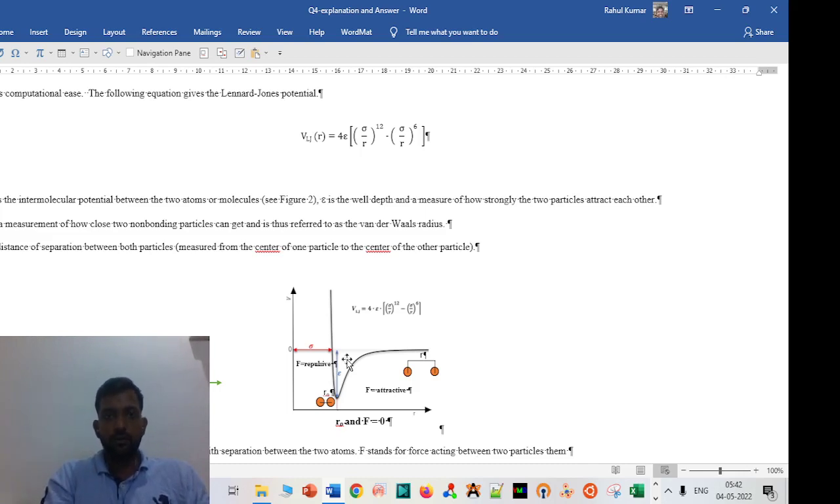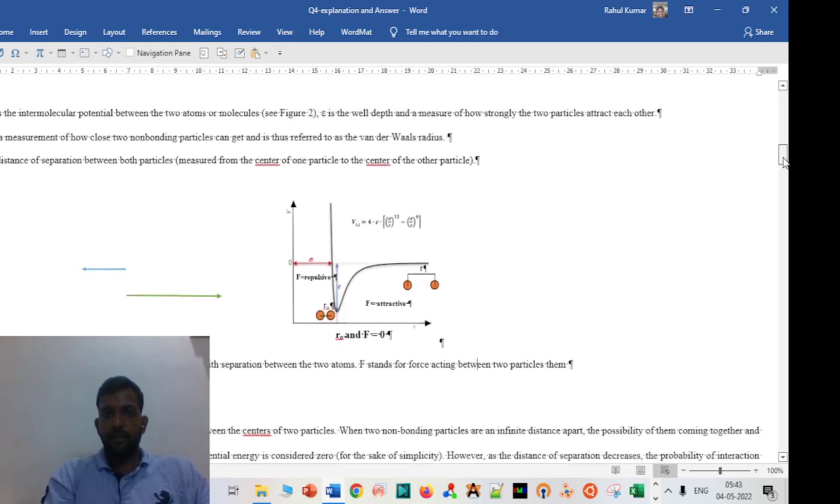Whenever you try to find the Lennard-Jones potential for a system, you will find two parameters, epsilon and sigma. This epsilon is basically the depth of the well, which represents bond strength, or whatever term you prefer. There are so many terms, but I generally prefer bond strength. And this sigma is actually the van der Waals distance.